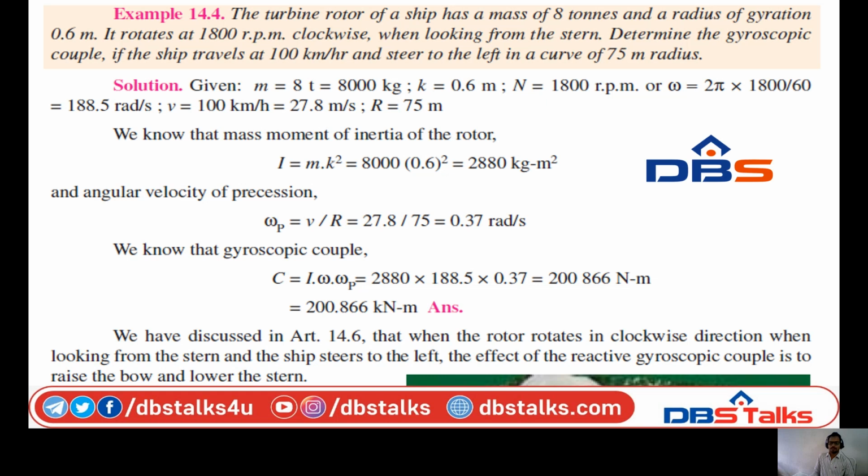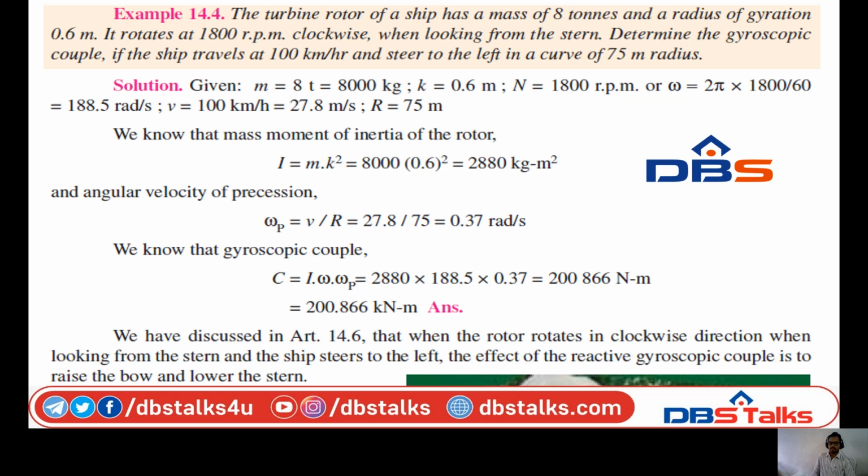So, for solving this problem, we simply take the given data available from the content. So, what is the given data? We are given the mass of the ship, 8 tons. So 1 ton is equal to 1000 kg, so 8 tons means 8000 kg. And the radius of gyration is 0.6, that is k in meters. The rotor speed N is equal to 1800.